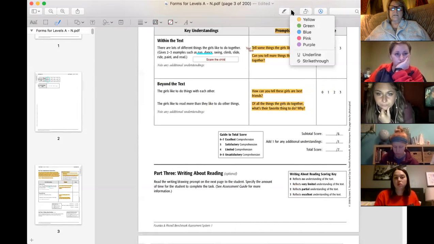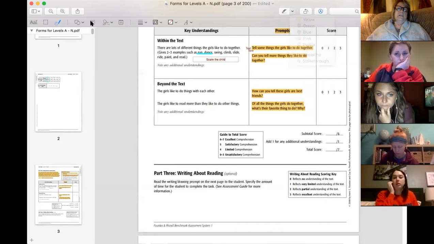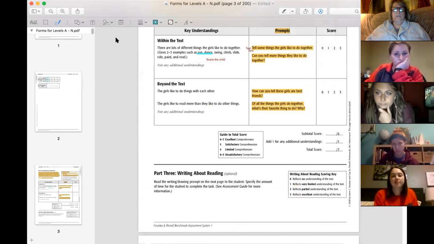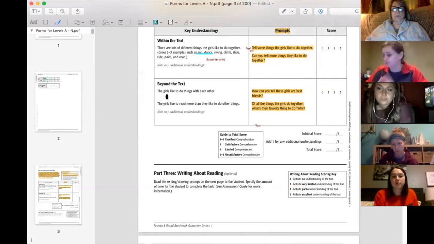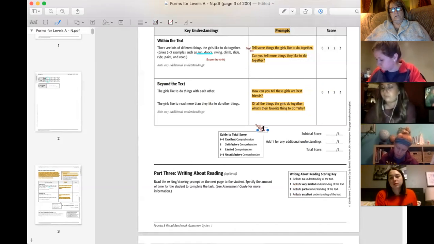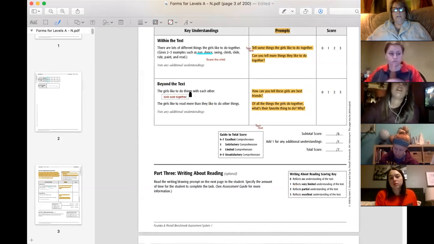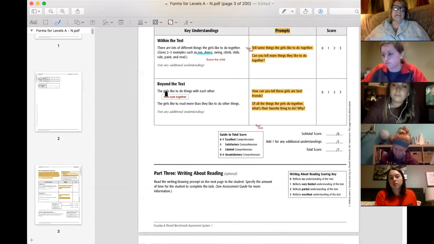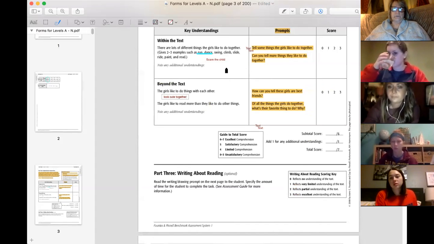Well, they're cute. They look cute together. Okay, not in the book. I'm sure it's in the book, but we're not going to give them credit for that because they're not using the book. So I'm going to write down they look cute together. But they're not going to get points for that. What they're going to get points for is if they say the girls like to do things with each other.